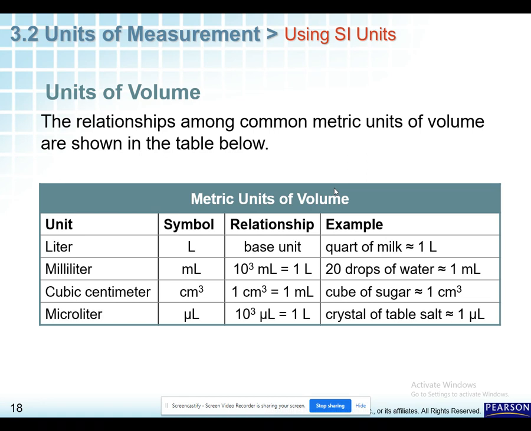So here are some relationships for volume. If I said liter, that's about a quart of milk. If I said milliliter, that's about 20 drops of water, and it tells me it takes 1,000 milliliters to equal 1 liter. For cubic centimeters, here's the relationship. It's about a cube of sugar. And even a microliter, that's a crystal of table salt.